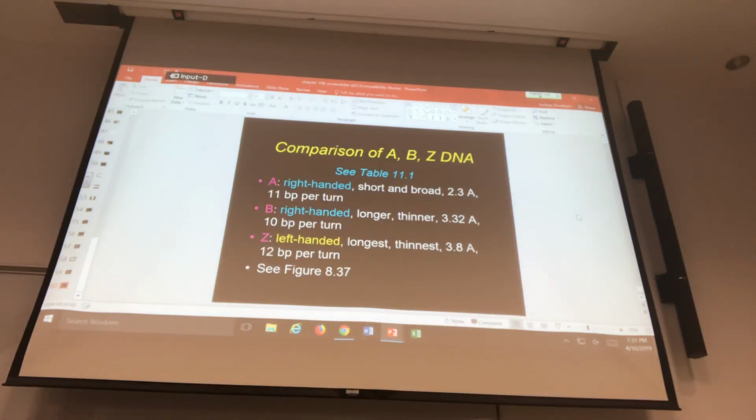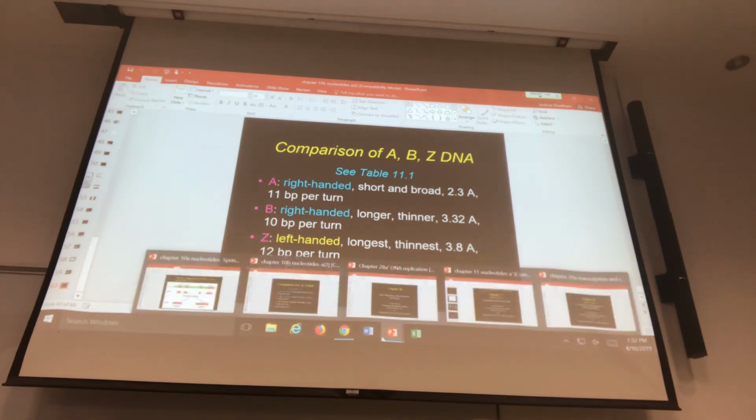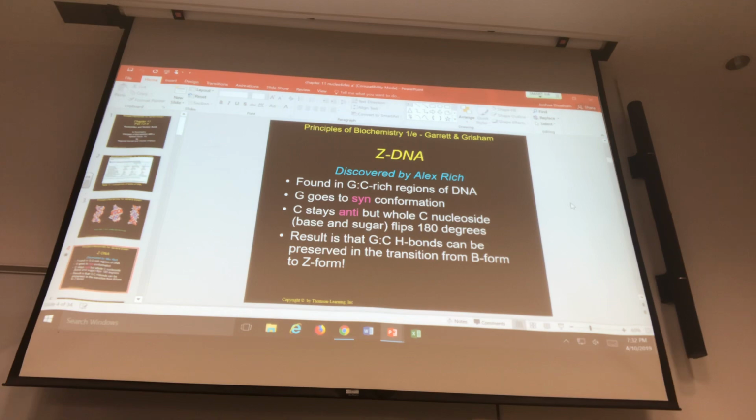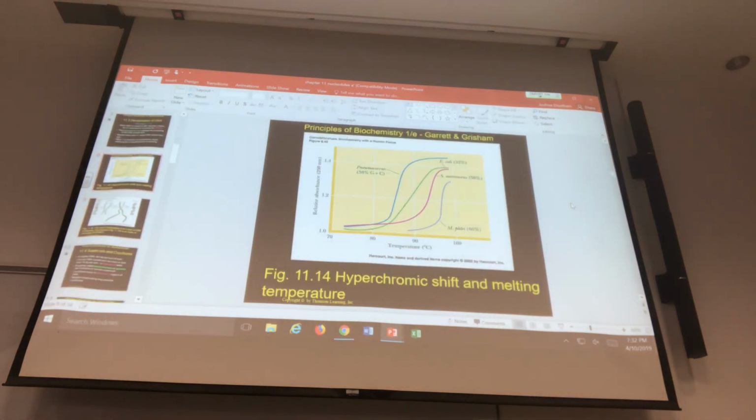All right. Before I move on to chapter 11, let me check some stuff. All right, moving on to chapter 11.